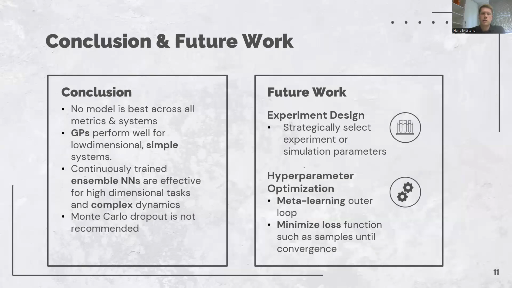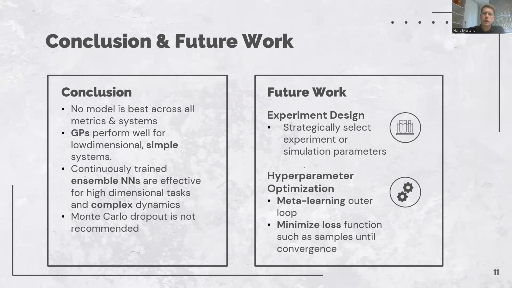To conclude, no model works best across all metrics and for all systems for every application. So what we've seen is that Gaussian processes work really well for more simple systems with low dimensional input and output spaces, but for the more challenging tasks, continuously trained ensemble neural networks are a really good alternative. Monte Carlo dropout, we do not recommend using, and we did not see any kind of good application where we suggest those.